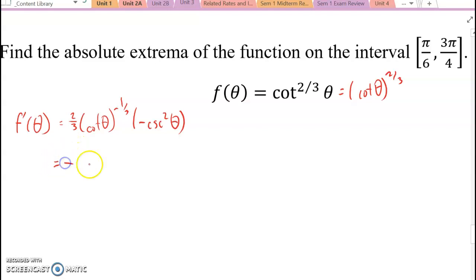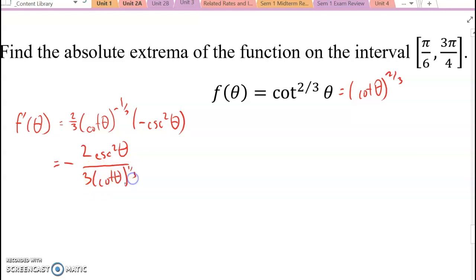We might want to clean this up a bit. We have a negative fraction. What's on the top? We've got a 2 on the top. We've got a cosecant squared on the top. And then we've got a 3 on the bottom, and we've got a cube root of cotangent of theta on the bottom.